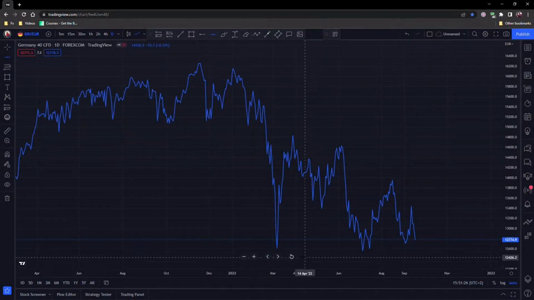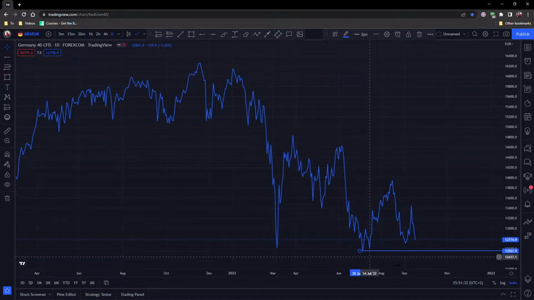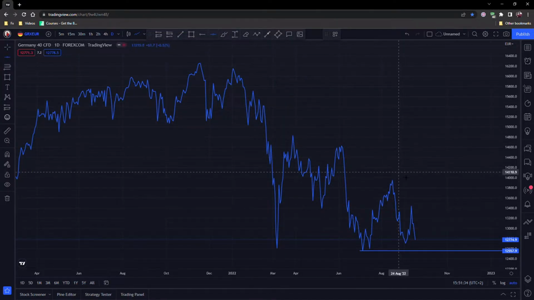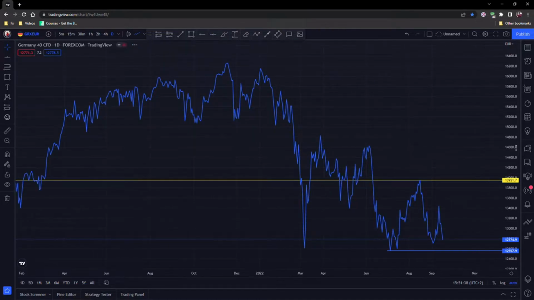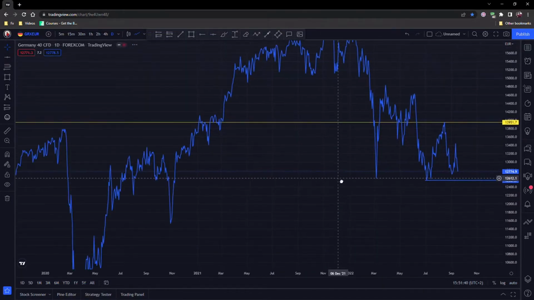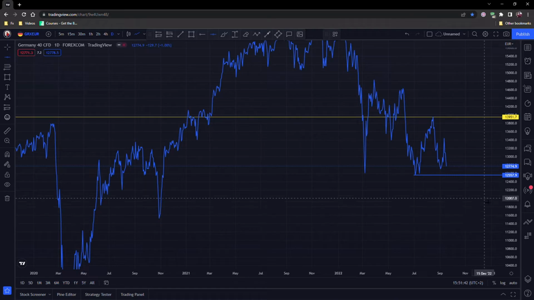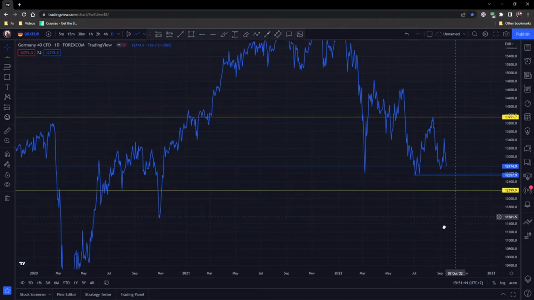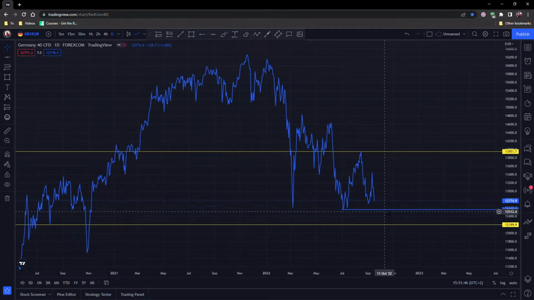Looking at Ger40, and we are then gonna plot. This is not gonna be our low, but it's a low area where the market might come and retest. This is gonna be our high for the week, and this will be our low. This will be our weekly low, but this is another low area. As you can see, the market did come to test that area before, so this is another low area, but this is our weekly low.